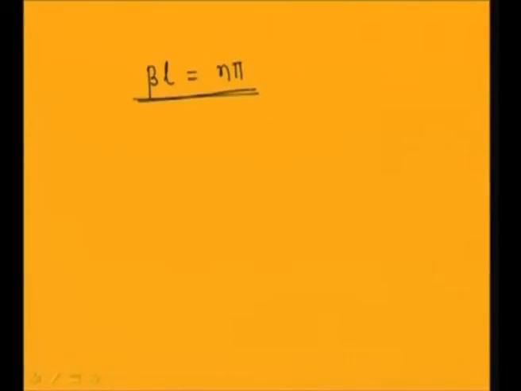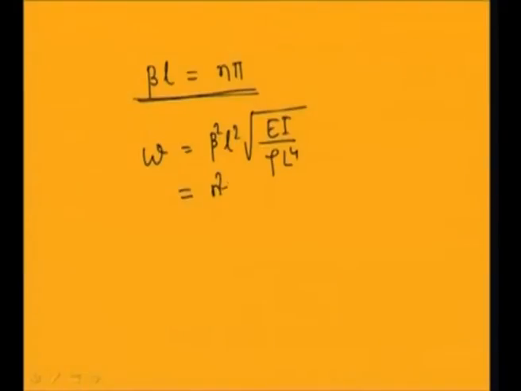So this omega equal to beta square L square into root over E I by rho L fourth. For a given material or for a given system, this can be written as n square pi square into root over E I by rho L fourth, as for a given system E, I, rho and L are constant. So let this be the simply supported beam.